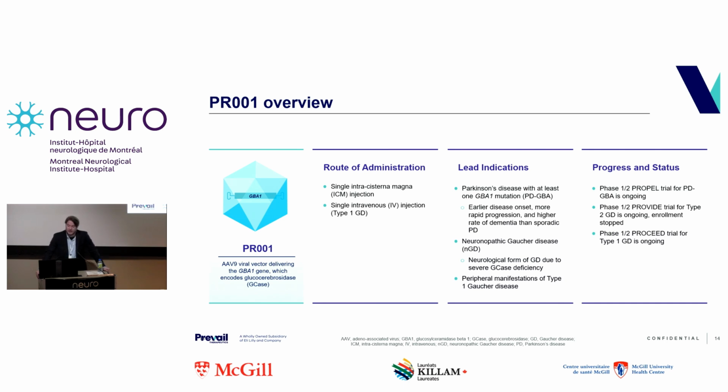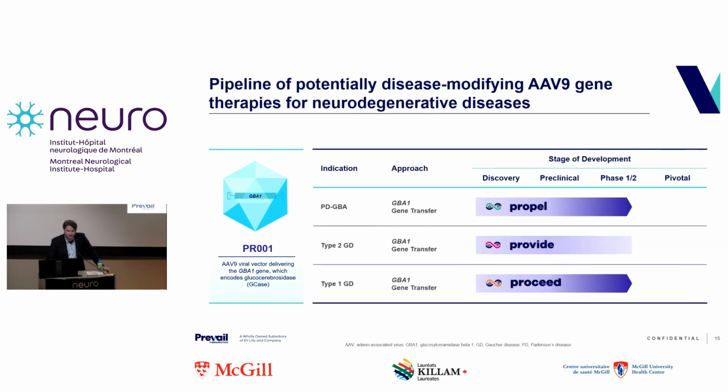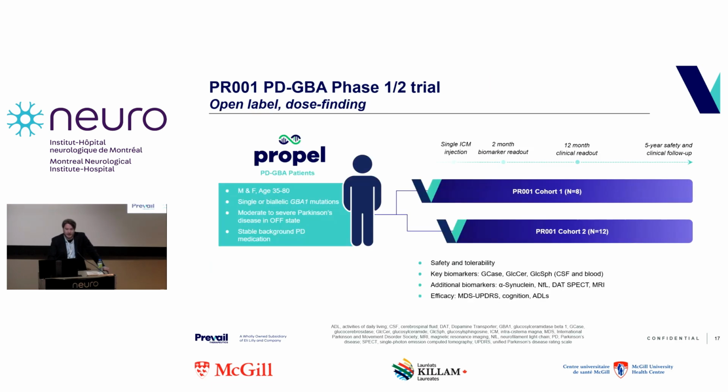The clinical trials associated with this are PROPEL, PROVIDE, and PROCEED. PD-GBA is PROPEL, type 2 Gaucher is PROVIDE, and type 1 Gaucher is PROCEED. I'm going to highlight PROPEL, given that we're in the PD-GBA space. PROPEL is an open label dose-finding phase 1-2 clinical trial.